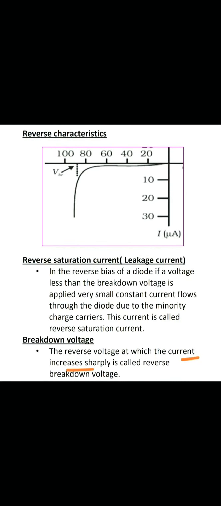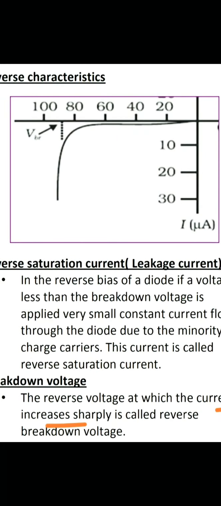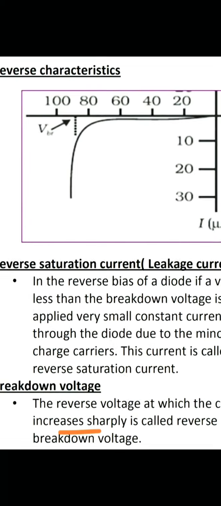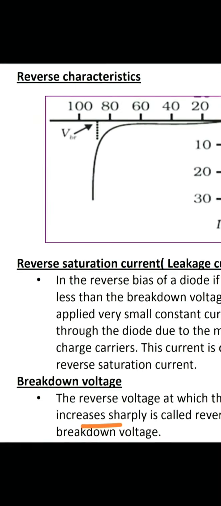Next, the reverse characteristics or VI graph of reverse biasing. It's already discussed. In one side the current is plotted and in the other side voltage is plotted. Here you can see VBR. What is VBR? VBR is breakdown voltage.